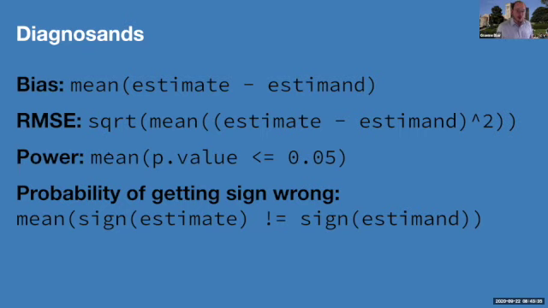We can calculate the power of the design by taking the proportion of times that the p-value is less than or equal to 0.05, what's the proportion of times that we reject the null hypothesis. And we can get the other kinds of quantities that may be important for theory testing, for example. So we might be interested in this design in the probability of getting the sign wrong. So we're not interested maybe in the magnitude of the effect, but in the sign. And so we can calculate the proportion of times that the sign of the estimate is not equal to the sign of the estimand.